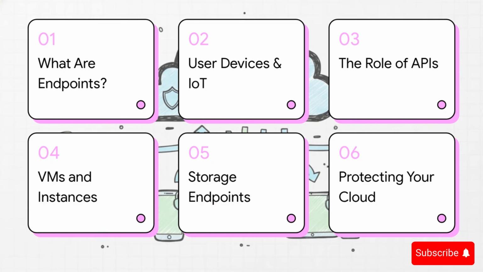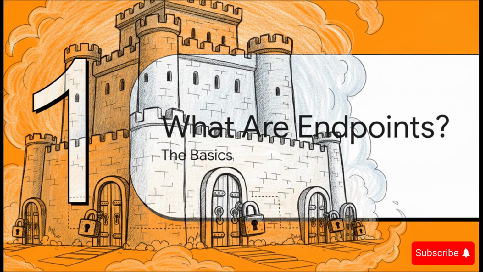Here's our quick roadmap for today's explainer. We are looking at what are endpoints, user devices and IoT, the role of APIs, virtual machines and instances, securing storage endpoints, and finishing up with protecting your cloud. Let's dive in. Starting with Section 1, what are endpoints?